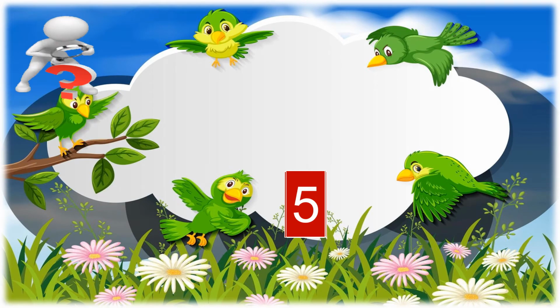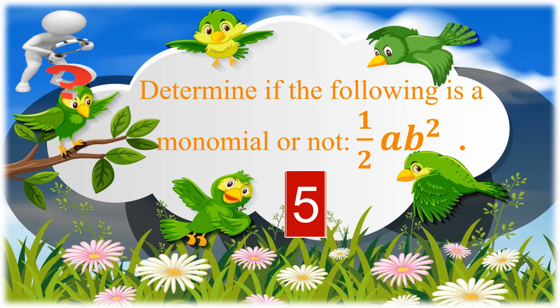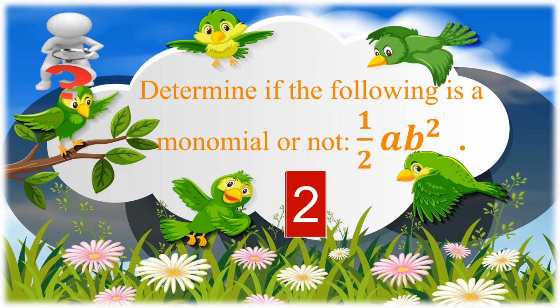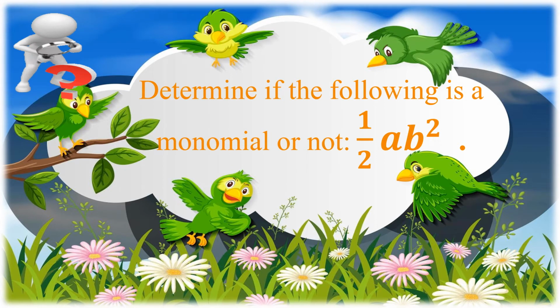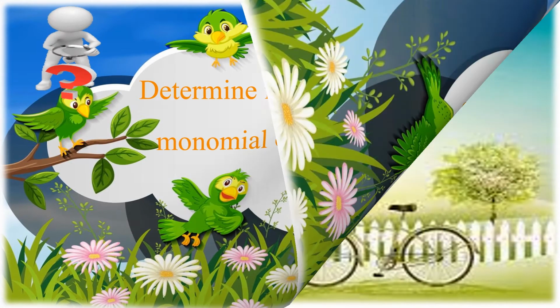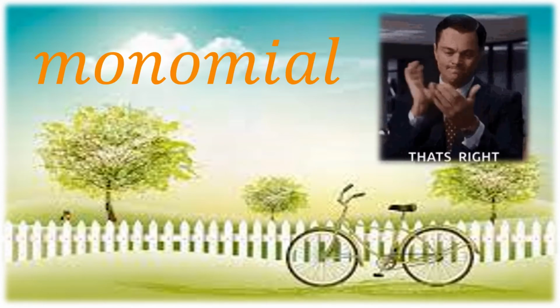Now let us have a short quiz. Answer this one in 5 seconds. Let us read all together. Determine if the following is a monomial or not. 1/2 ab squared. Timer starts now. Time is up. What is your answer? That's right. The answer is, it is a monomial.